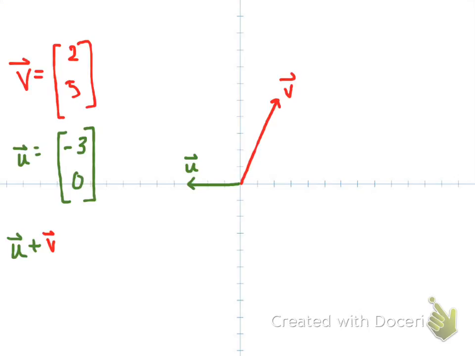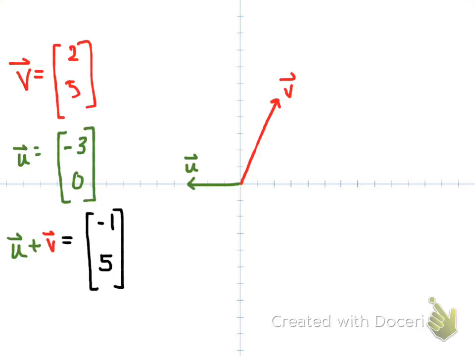So let's say we wanted to compute the vector u plus the vector v. Algebraically, this works just like matrix addition. We're going to take our elements of v plus our elements of u, or vice versa, and add them together. So we add each component and we get negative 1, 5.